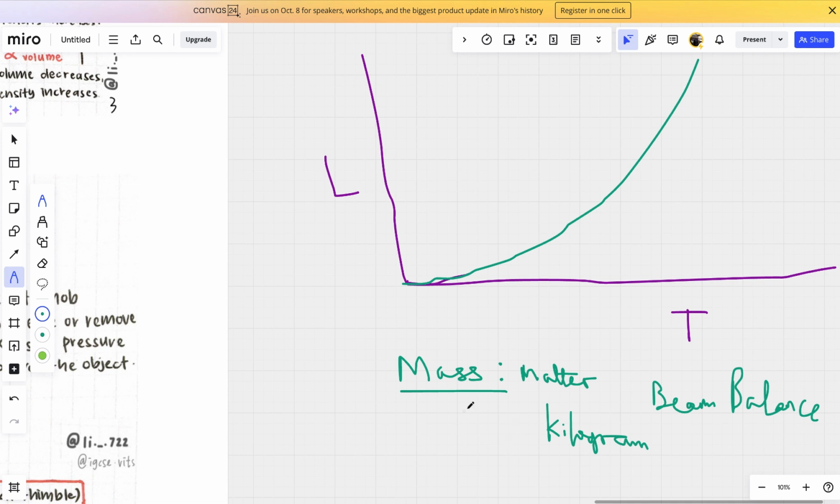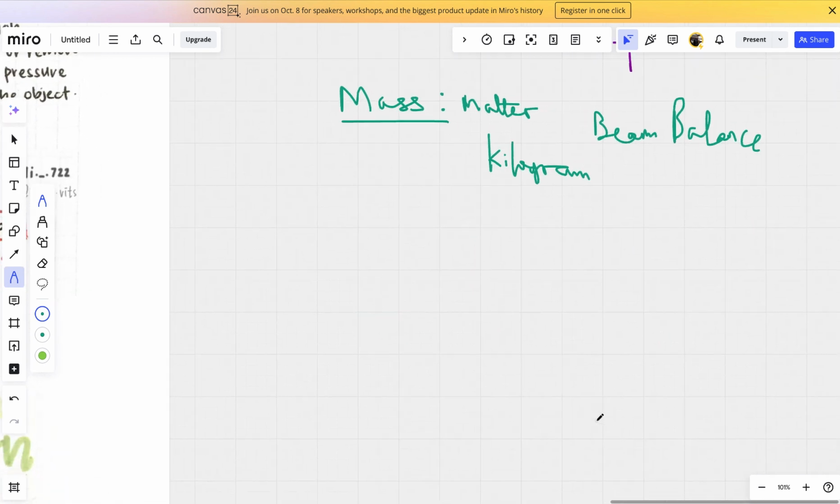Okay, so you need to know the mass of an object. If you want to measure an object, you put it on a scale. The scale is calibrated and will tell you the mass of the object in kilogram or in gram. Just put the object here, it will weigh and tell us the mass of the object.